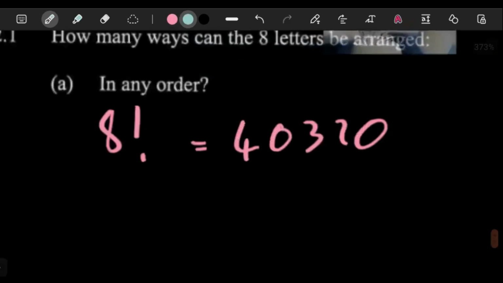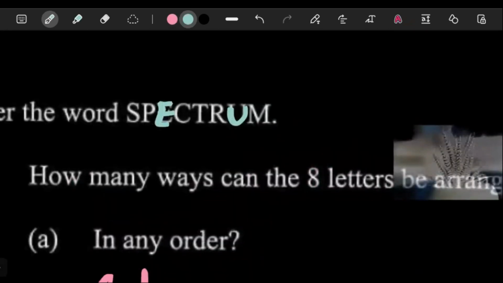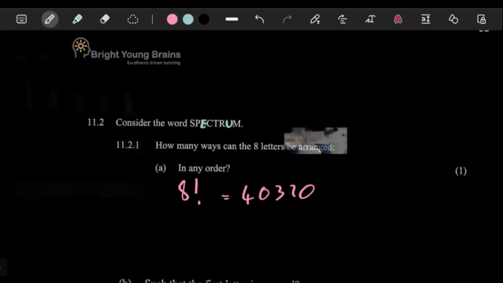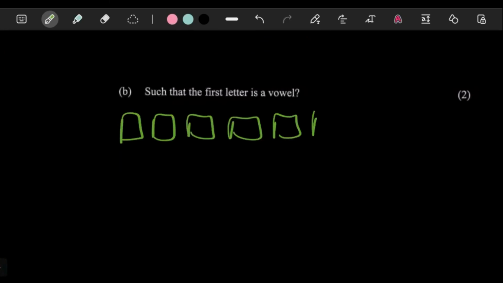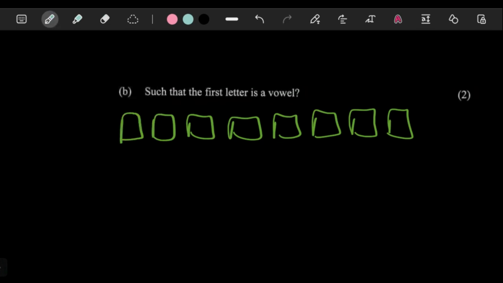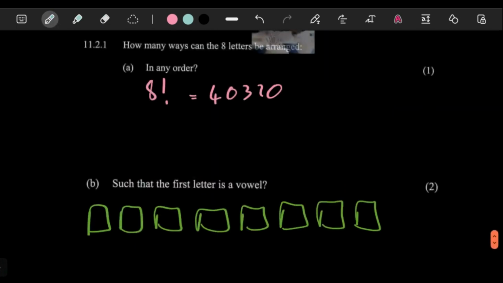It says, how many ways can letters be arranged such that the first letter is a vowel? Well, how many vowels do we have? We have 1, 2. So only 2 options for the first position. So if there are only 2 options for the first position, you have 1, 2, 3, 4, 5, 6, 7, 8, right? So with these 8 things, what we know is 8.